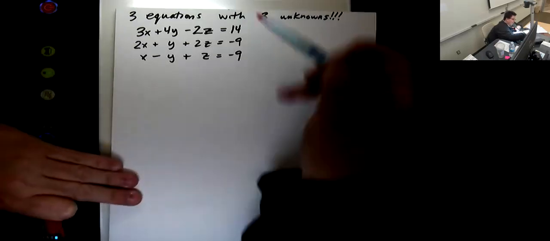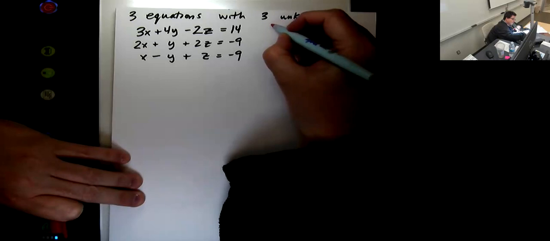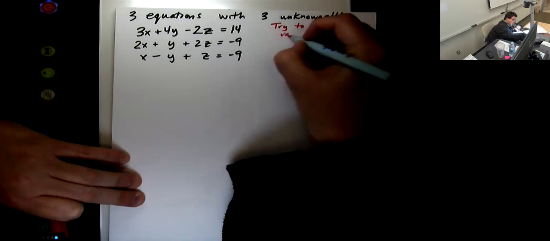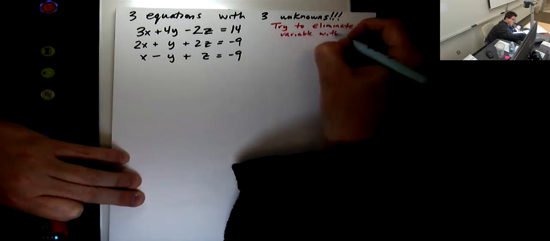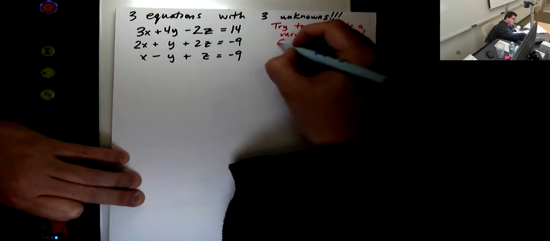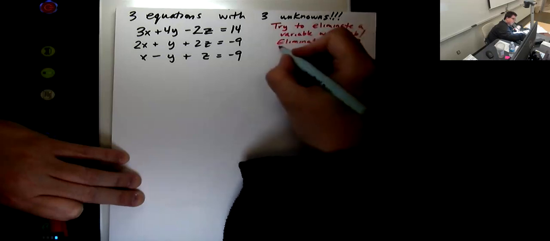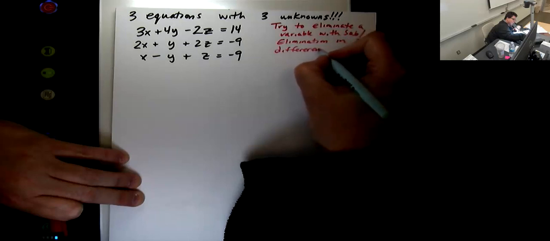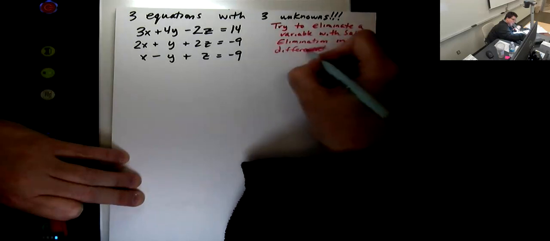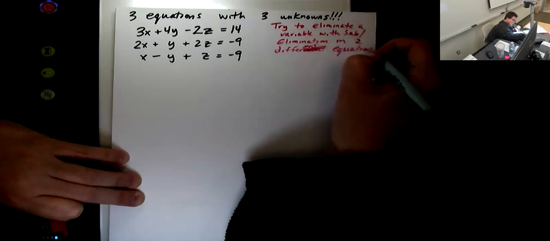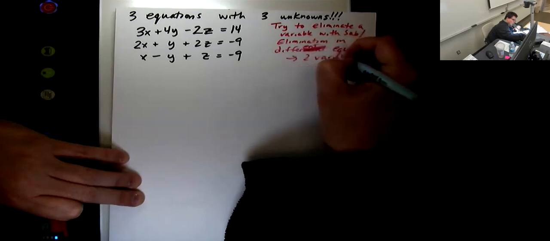So the idea here is to try to eliminate a variable with substitution or elimination in 2 different equations, so that you get down to 2 variables, 2 equations. And then you're in territory you know how to deal with.